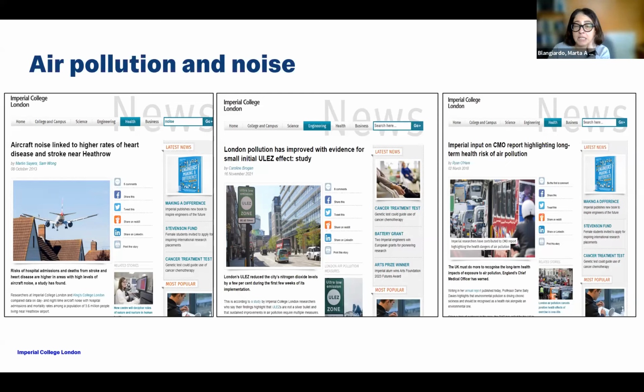Heathrow Airport is one of the busiest and biggest airports in Europe and in the world. We are also trying to evaluate policies. So when an ultra-low emission zone was put in place to try and reduce air pollution, we actually advised about how to evaluate this policy to see if it worked.